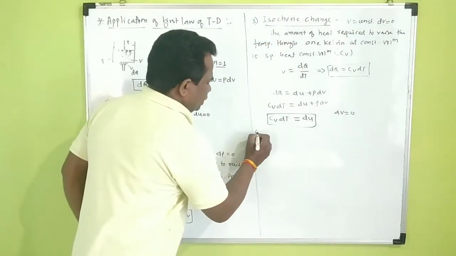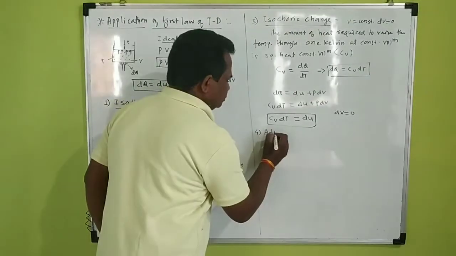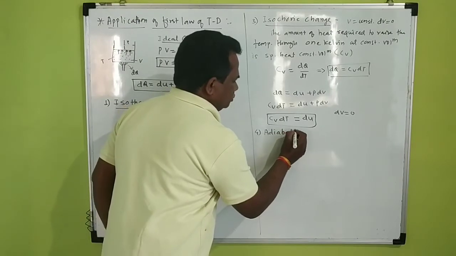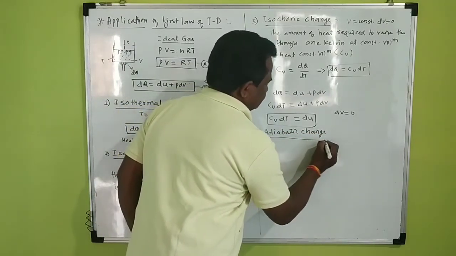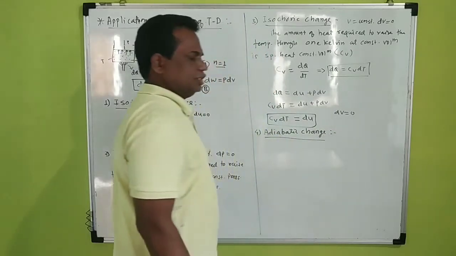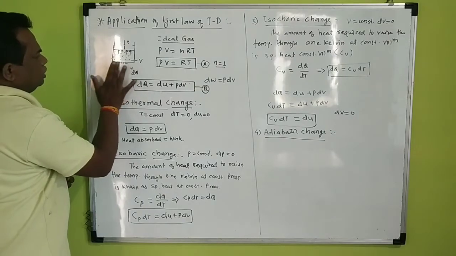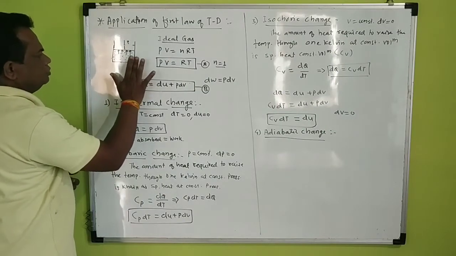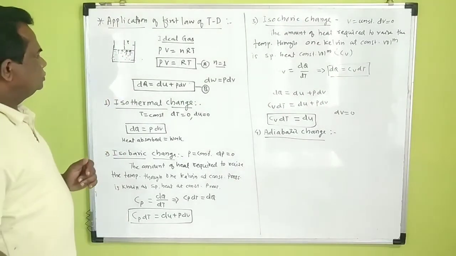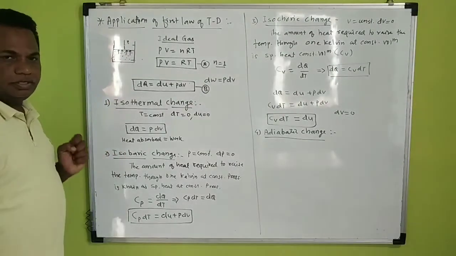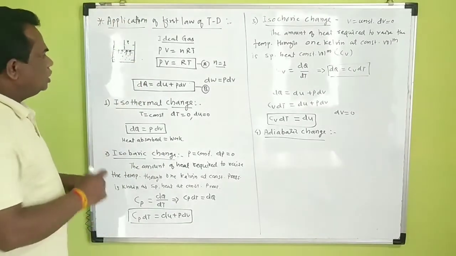And the last change we are going to write is adiabatic change. For adiabatic change, there is no heat energy coming from the outside and no heat energy going to the outside. To increase the internal energy, we have to do some work on the gas or by the gas.